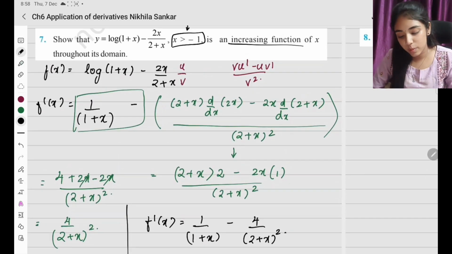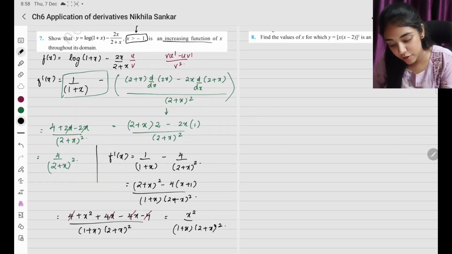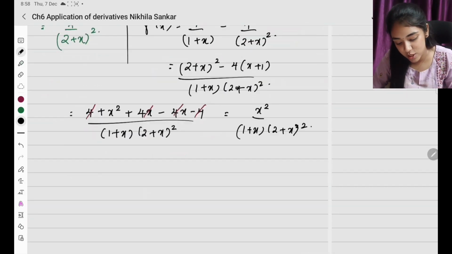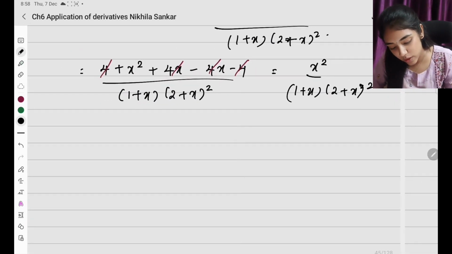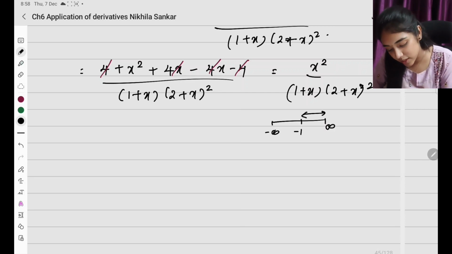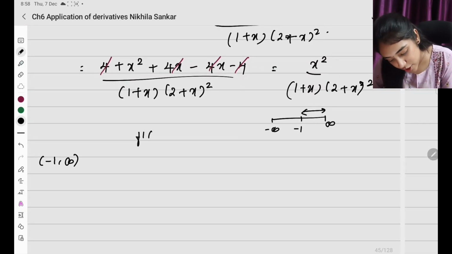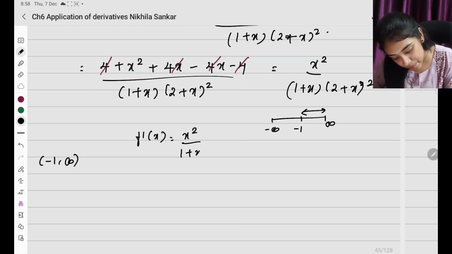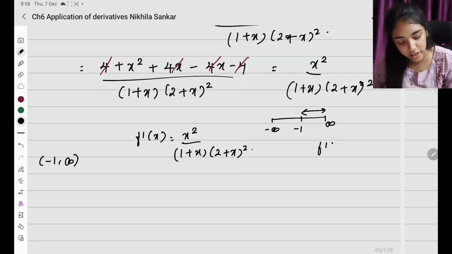Now, in the question I have to prove it's an increasing function in the interval x greater than minus 1. On the number line, we are talking about the interval from minus 1 to infinity. So from minus 1 to infinity, I have to check my f dash of x, which is x square divided by 1 plus x times 2 plus x the whole square. I have to check the sign.